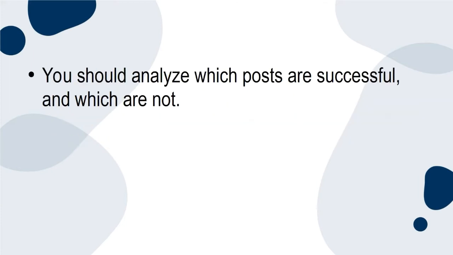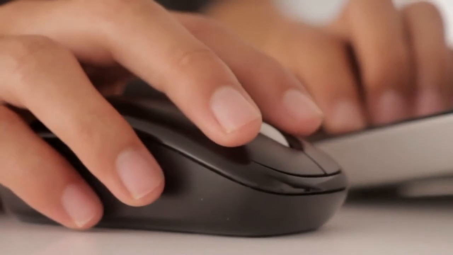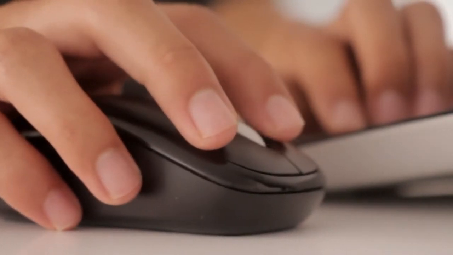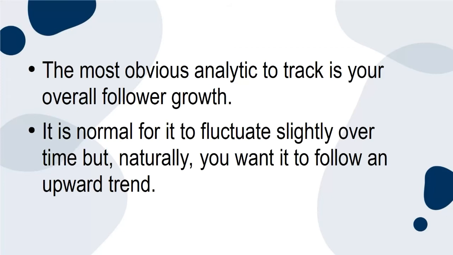You should analyze which posts are successful and which are not. Determine which elements of your content make something succeed or flop, and try to emulate the successful elements naturally. You should also test the click-through rate and whether it translates tangibly into sales. The most obvious analytic to track is your overall follower growth. It's normal for it to fluctuate slightly over time, but naturally, you want it to follow an upward trend.